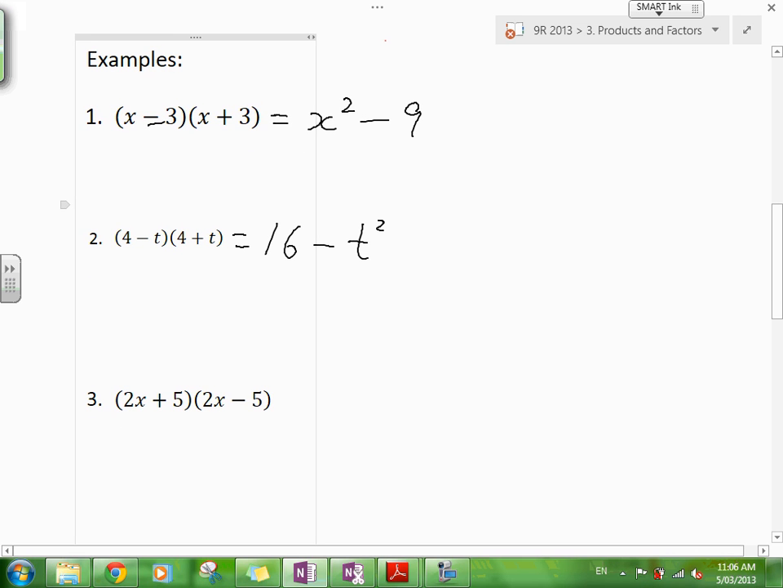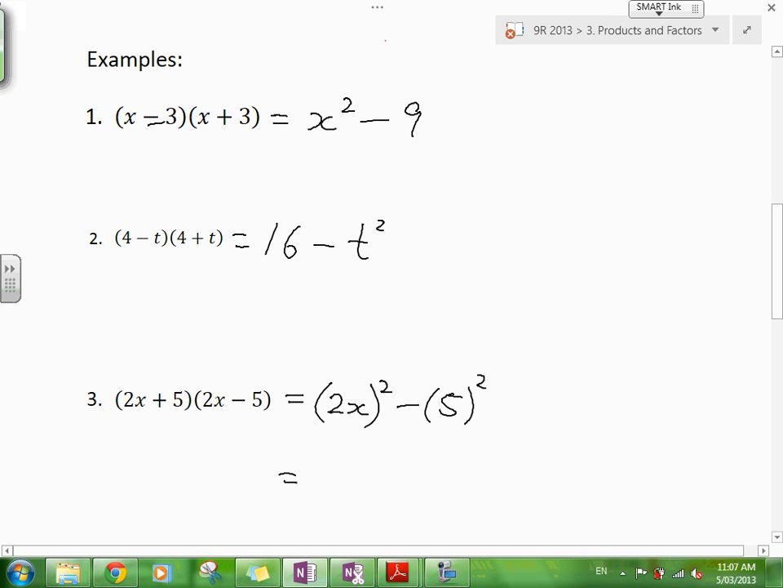2x plus 5, 2x minus 5. So this is also a difference of two squares. The two terms are exactly the same, they just have a different sign between them. So you need to do this though. This is where you have to do (2x) squared minus 5 squared. Okay, if I can write it like this.